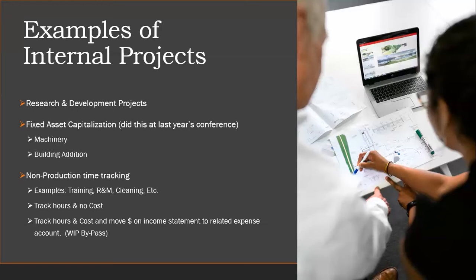You can also think of this as maybe an internal project of tracking non-production time. So if we want to have a better accounting for employees' time that's not related to production, we can create work tickets and activity codes to be able to analyze that. In some cases, people just like to track the hours and know how many hours are being spent on things and not necessarily move the costs around on the income statement. But if you do want to move the costs around on the income statement, that's possible to do too. Once again, it'd be a work in process bypass type work ticket where we use the work ticket to track and analyze the cost, but everything gets expensed right to the income statement.